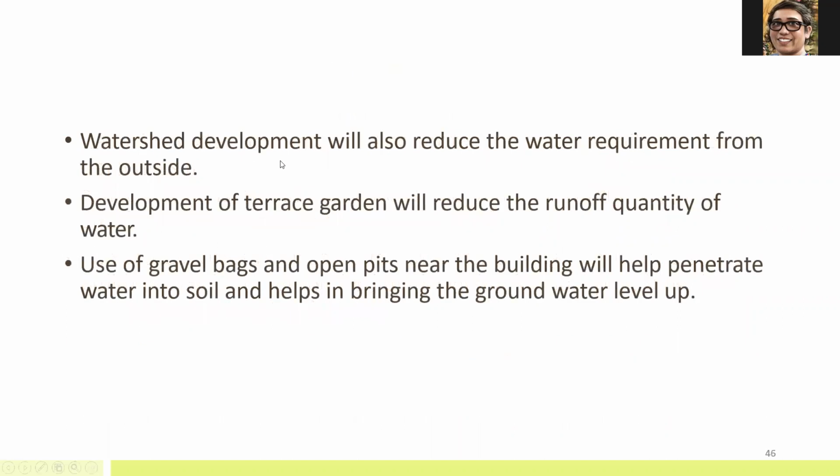Tapos watershed development will also reduce the water requirement from the outside. Minsan gumagawa tayo ng mga watershed, no, doon sa ating mga big sites. So kung malaki yung site, pwede kang gumawa ng watershed doon or water retention pond para doon mo kunin. Yun ang gamitin mo para doon ka kumuha ng gray water, di ba?